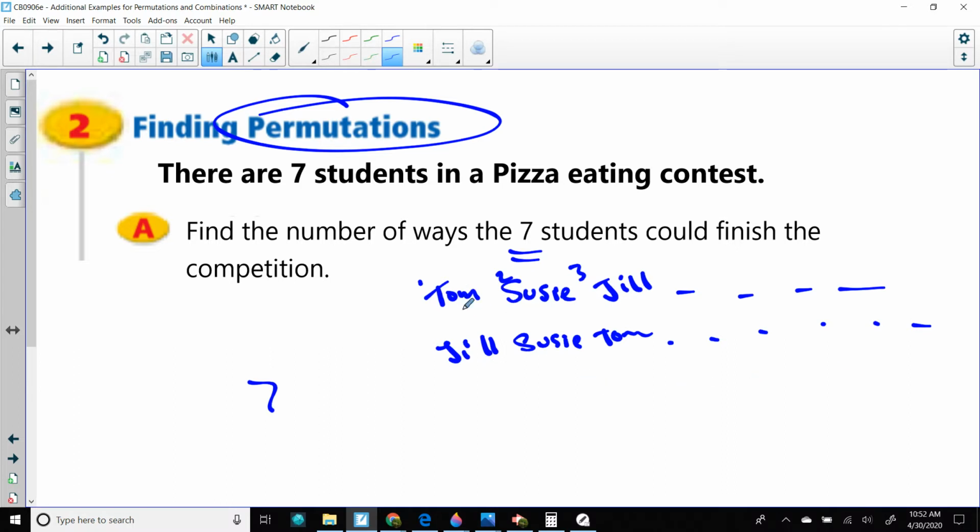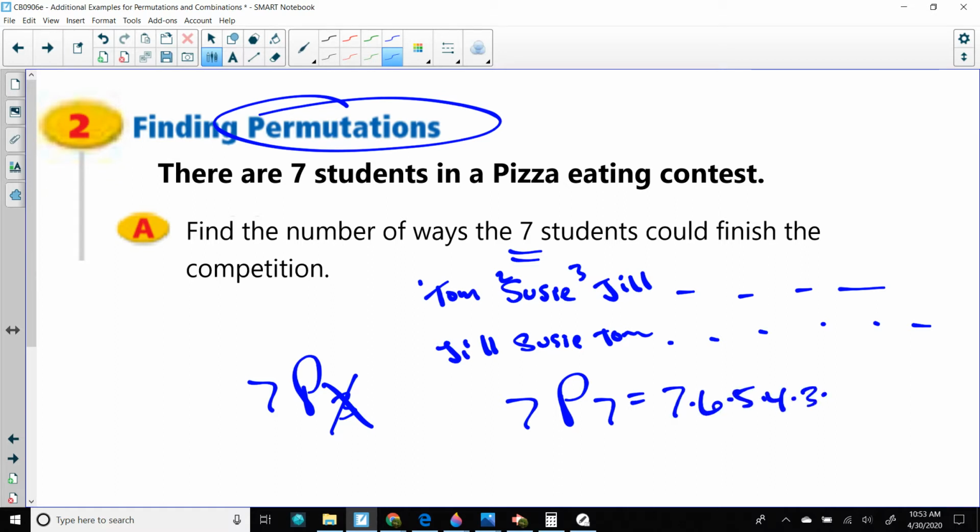Now, if it just said first, second, and third, you would do 7 permutation 3. But we're not going to do that in this case because it's more than just first, second, third. They want first through 7th. So we're going to do 7 permutation 7. Now, an easy way to do this is just 7 times 6 times 5 times 4 times 3 times 2 times 1. You can plug that into a calculator, and it will give you an answer.